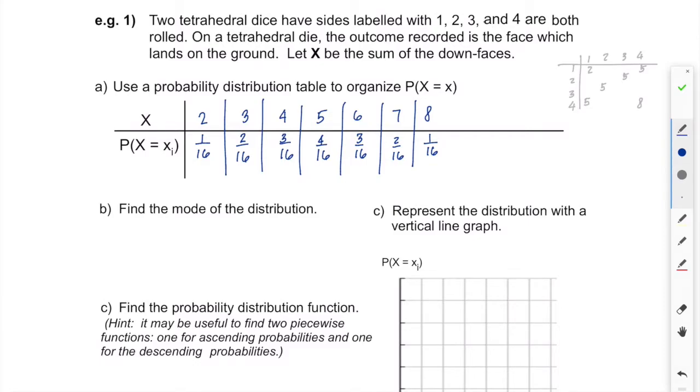Part B, find the mode of the distribution. Well, the mode is the most frequently occurring piece of data. So in this case, 5, right? Rolling a 5 is most frequent. So the mode is when X is equal to 5.